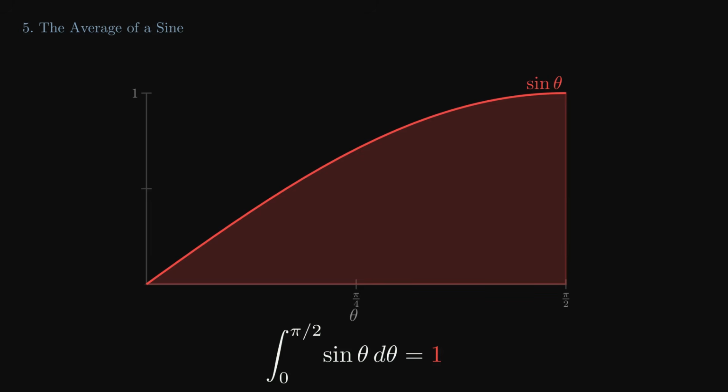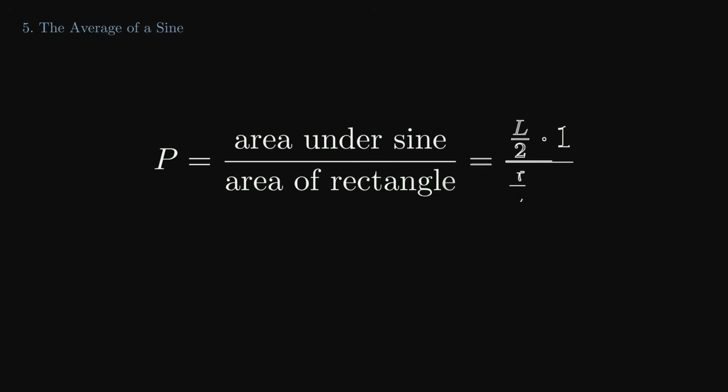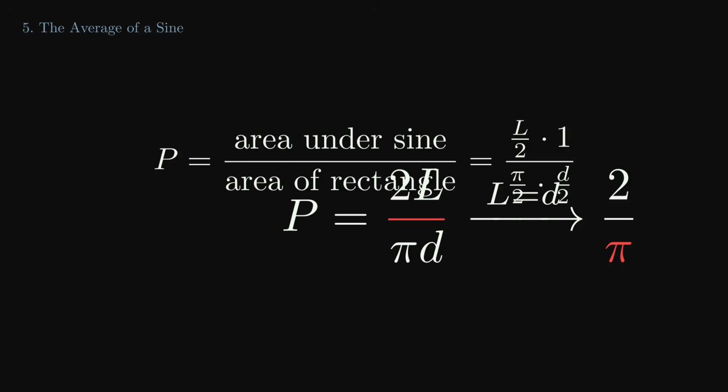Now divide. The crossing probability is the area under the sine divided by the area of the rectangle, that is half the length, divided by a quarter turn times half the spacing. The quarter turn is pi over 2. Push it all through and the halves cancel. The spacing cancels against the length in the clean case, and what is left is 2 over pi.